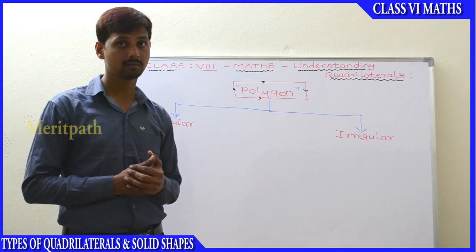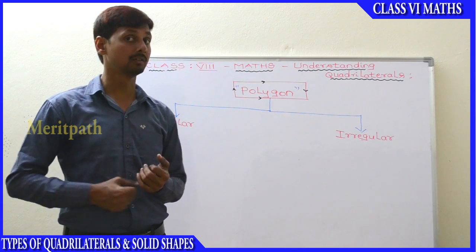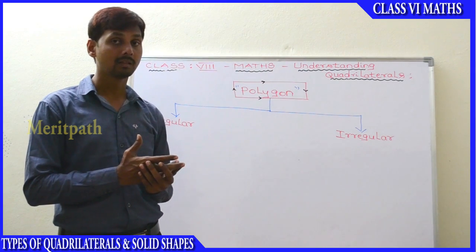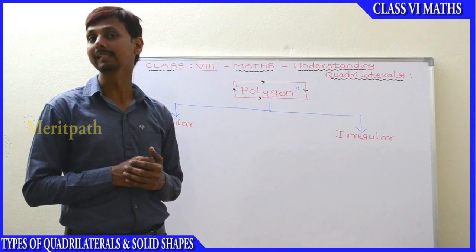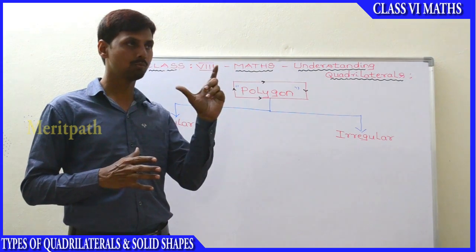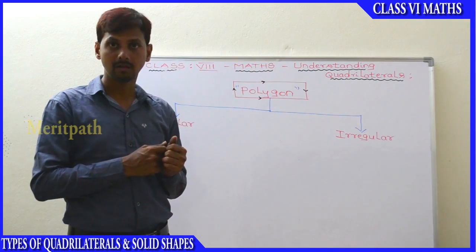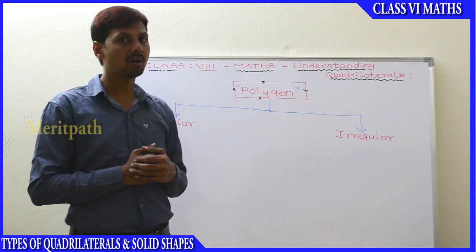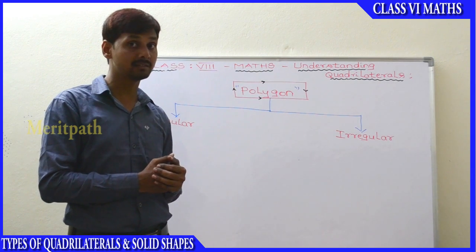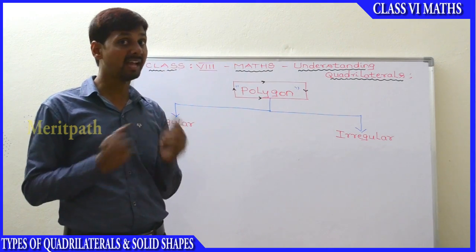Have different types. Previously we have classified into convex polygon and concave polygon. If all the angles of a polygon are less than 180 degrees, that means each and every angle of the polygon is less than 180 degrees, we call it a convex polygon. If at least one of the angles is greater than 180 degrees, then we call it a concave polygon. So convex and concave we have discussed.